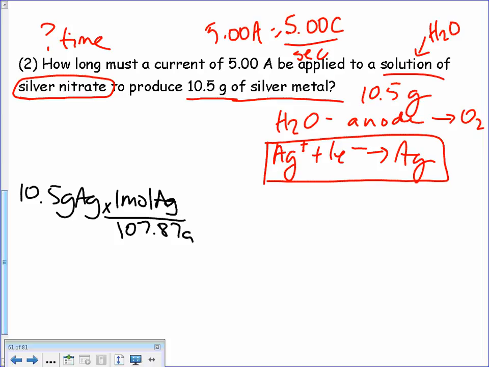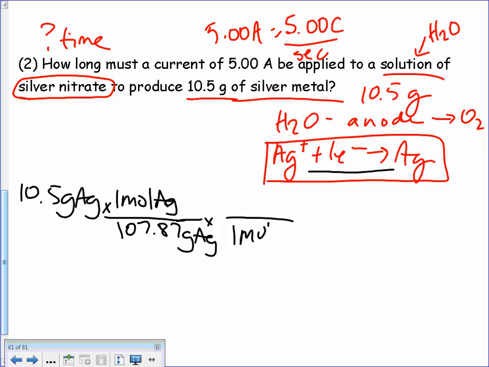87 grams. Okay. Next logical step. I'm in moles of silver. Go to moles of electrons. How do you know that? Because that's how we get to amps, and then we can eventually get to time. I'm stuck at moles of silver, and this is the only thing that's going to get me out of moles of silver into something more usable.